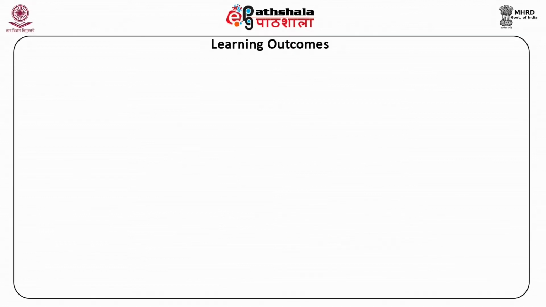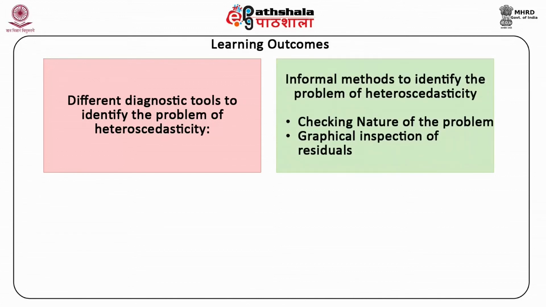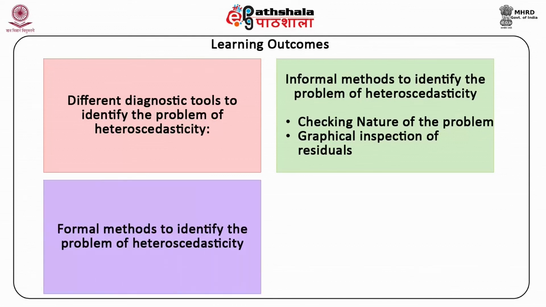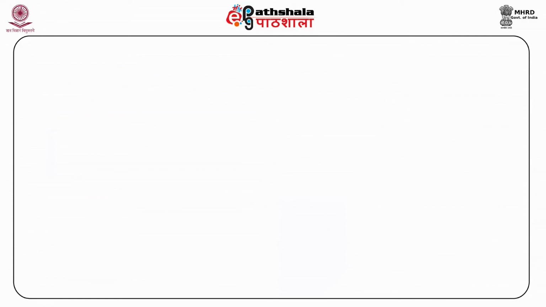After studying this module, we shall be able to understand different diagnostic tools to detect the problem of heteroscedasticity: the informal methods to identify the problem, which are checking the nature of the problem and the graphical inspection of residuals, and the formal methods to check for heteroscedasticity, such as Park test, White's test, Spearman's rank correlation test, Breusch-Pagan test, etc.